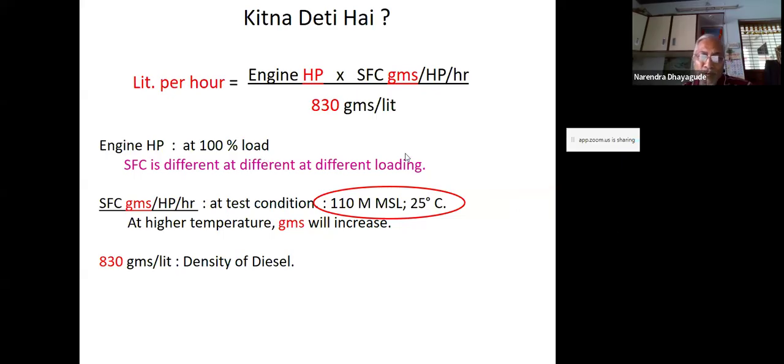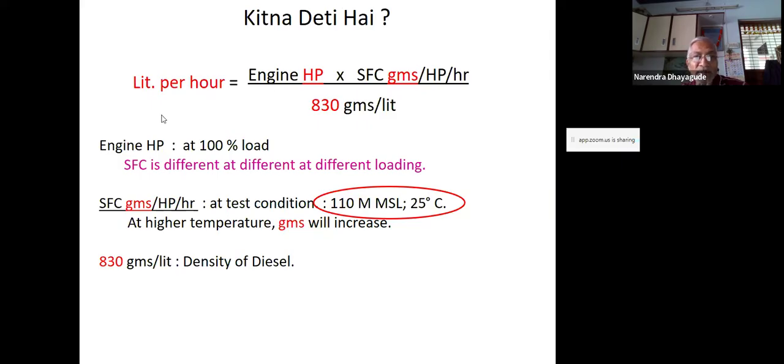तो इसमें तो पहला सवाल आता है कि अरे यार कितना देती है. Whenever we purchase any vehicle, whether it is a scooter or a car or electric vehicle, whatever it is, कितना देती है, what is the percentage, what is the specific fuel consumption.